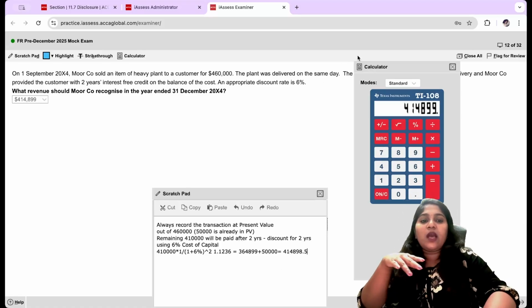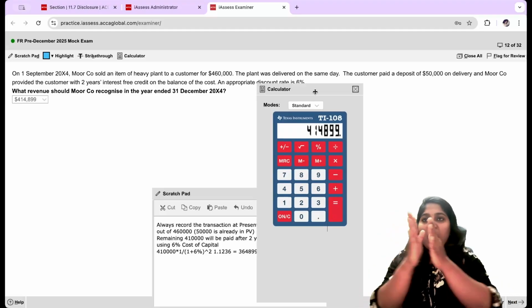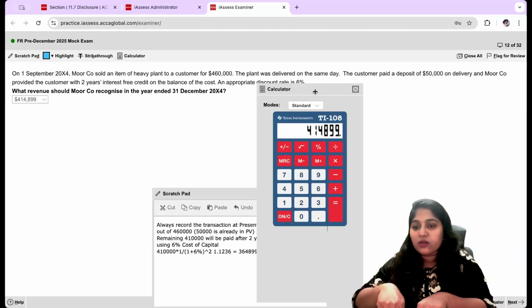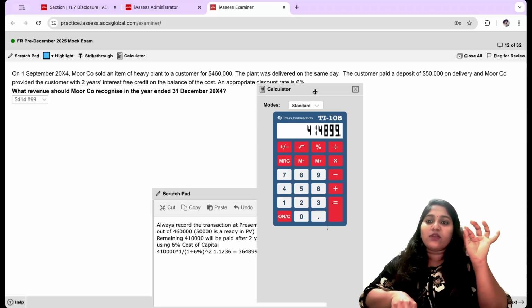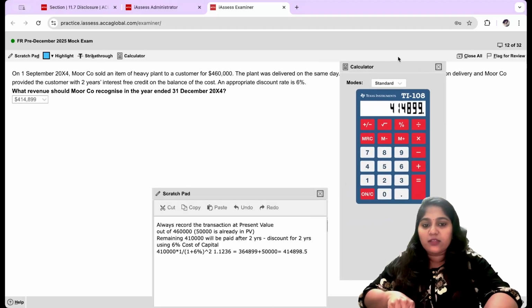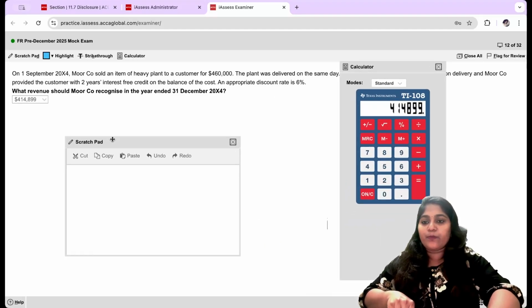So that should be the answer for this question, because half of the amount is at present value, half of the amount I will get after 2 years, but I have to record it in today's term. So I will go ahead and consider. So this should be the revenue. What if they would have told you about receivables, then you had to unwind the discount for the receivables since you have discounted to the present value.